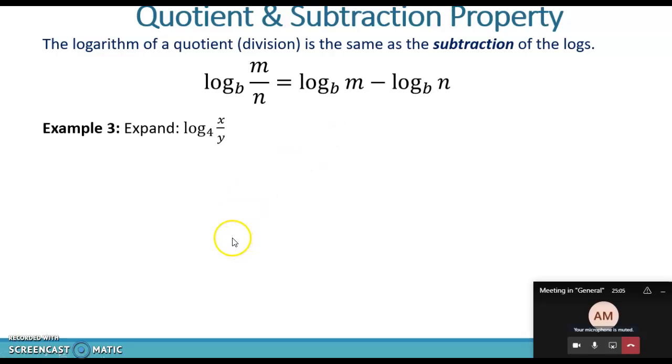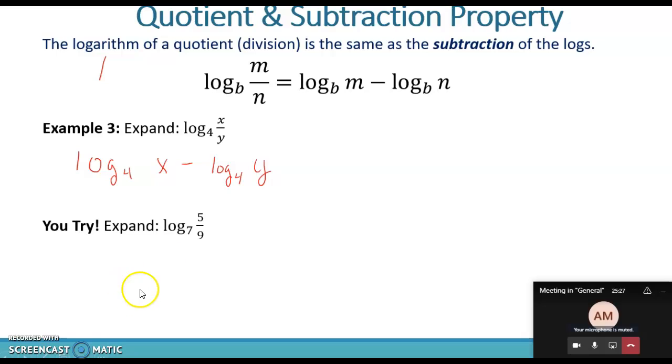All right, so let's expand this one right here. If I expand that, I'm going to say log base 4 of x minus log base 4 of y. Got it? Now you try to expand this one. Okay, so we should have log base 7 of 5 minus log base 7 of 9. Again, pay attention that the top one goes first, and then you're subtracting the bottom one.